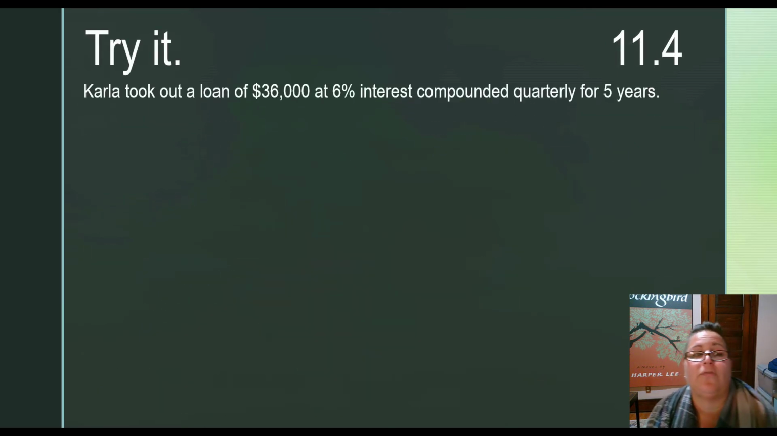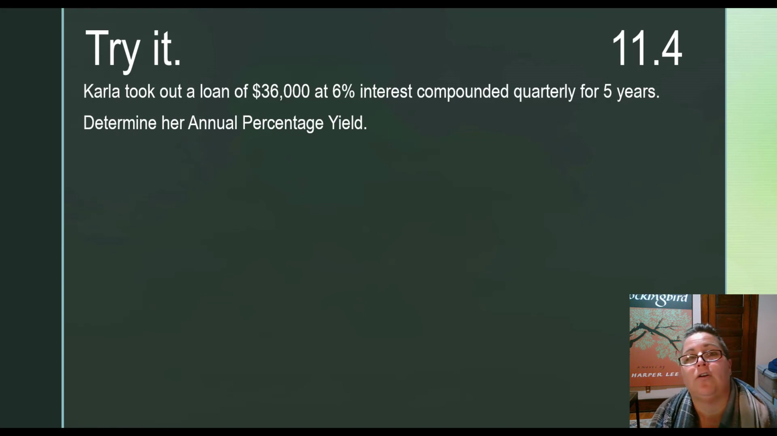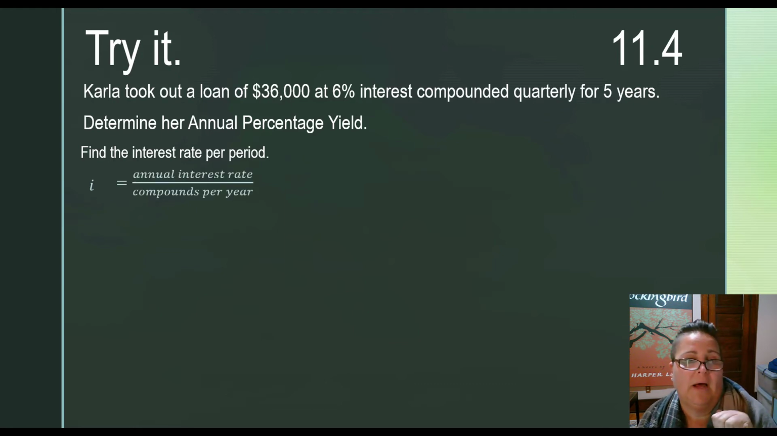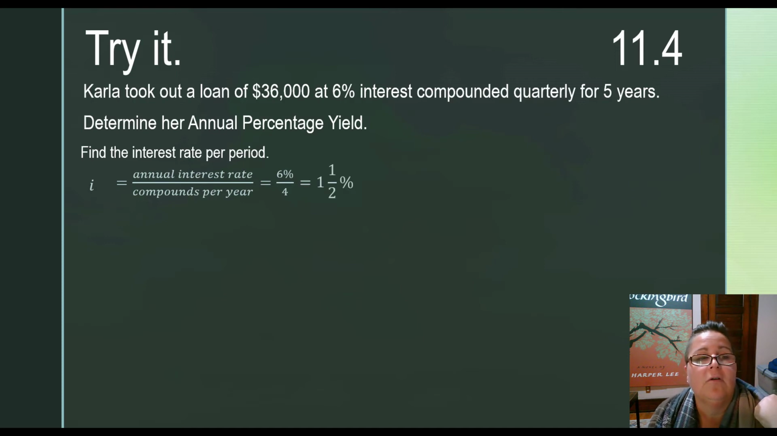So Carla's going to take out a loan of $36,000 at 6% interest, compounded quarterly for 5 years. We want to determine her annual percentage yield. If I'm going to do the APY, then I need to figure out how much interest there is in 1 year. Even though it says 5 years on the loan, I need to figure out the interest in the first year. So in order to calculate that interest, I need to find the interest per period, which is going to be the 6% divided by 4 periods per year, or 1.5%. That's my interest rate per period.